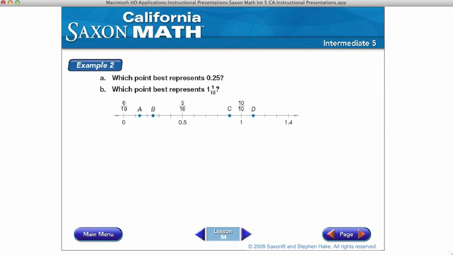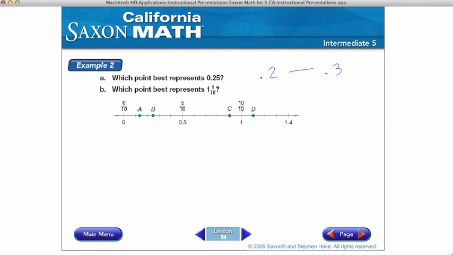Example 2, A, which point best represents 0.25? So first I have to figure out what we're counting by. And again, we're counting by tenths. 1/10, 2/10, 3/10, 4/10, 5/10. So I want to know which point best represents 0.25. Well, I know that 0.25 is going to be in between 0.2 and 0.3.